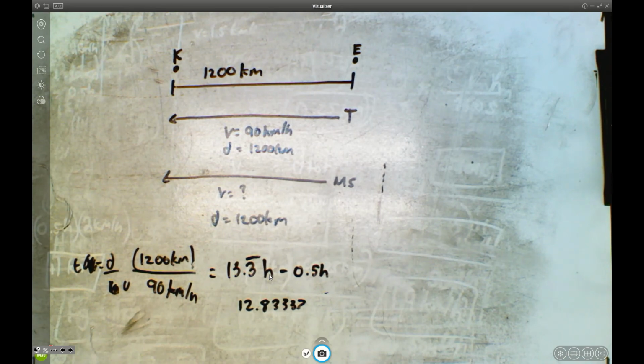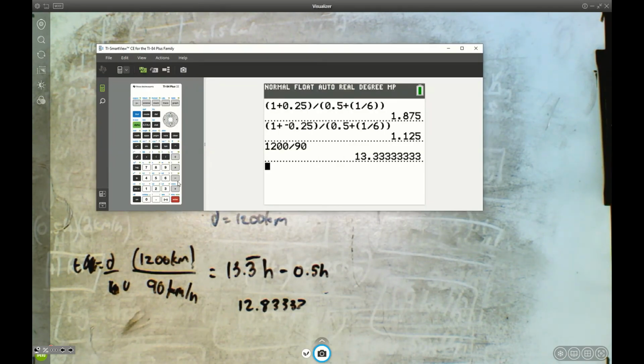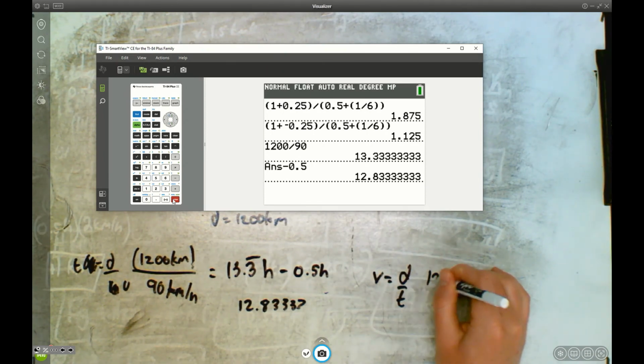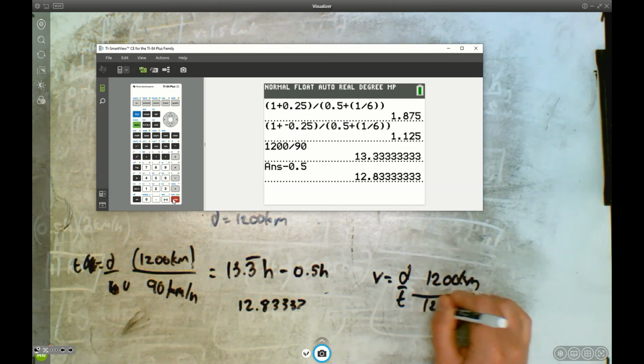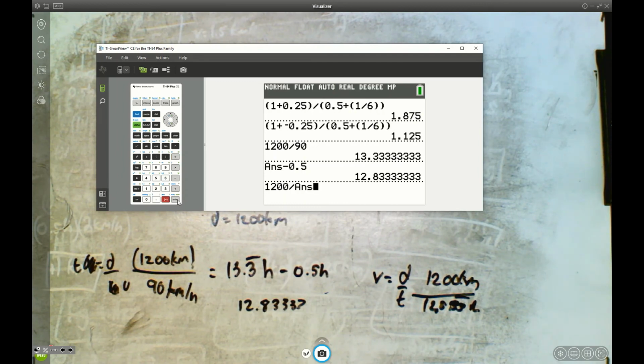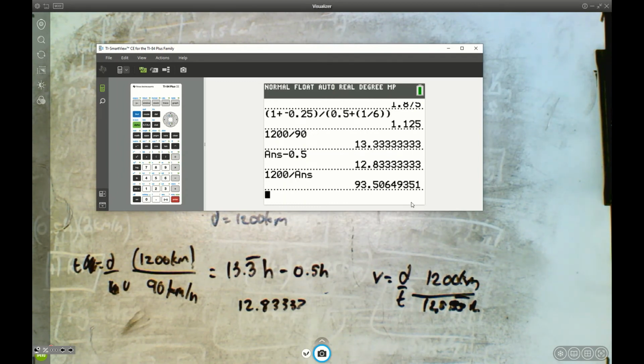So it'll end up being 2.83 repeated. When we subtract half an hour from that, that's what we end up getting. And we know they still traveled the same amount of distance. So if we just go 1,200 kilometers divided by this 12.83 repeated hours, I just have to go 1,200 divided by that, and that's how fast they're going. So they ended up going 93.5, but we just have 2 sig digs, so it's going to be 94 kilometers per hour.